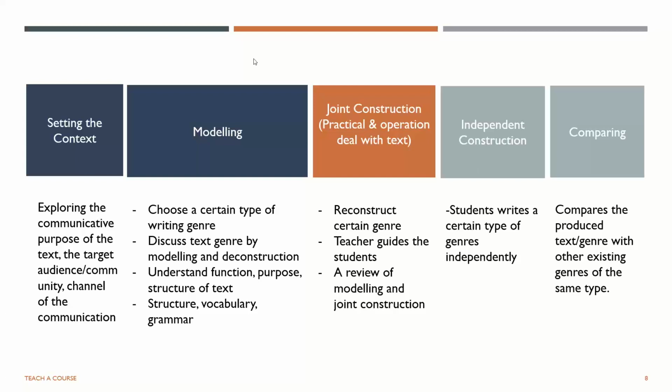All these first three steps were together with the classmates, but the fourth step, which is independent construction, the student has to do it individually. The student writes, for example, a complaint letter, or the student writes a certain type of genre independently, and the last stage is that he compares this letter with his classmates and with other real life example of complaint letter which has been used in real life situation.